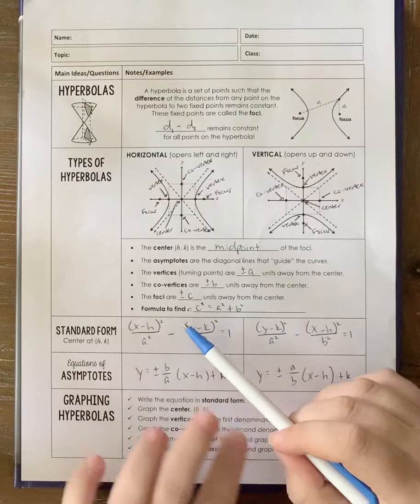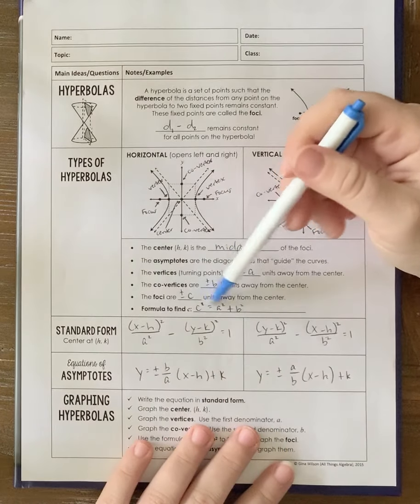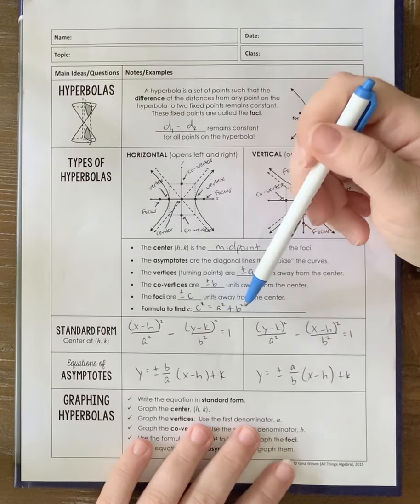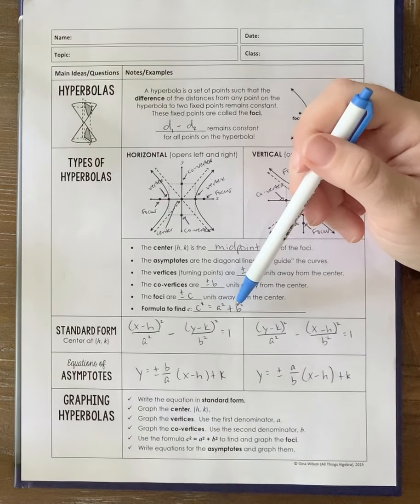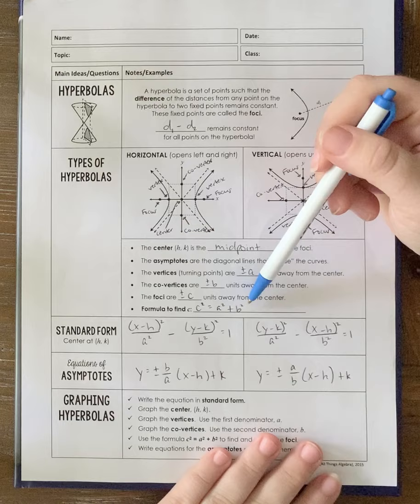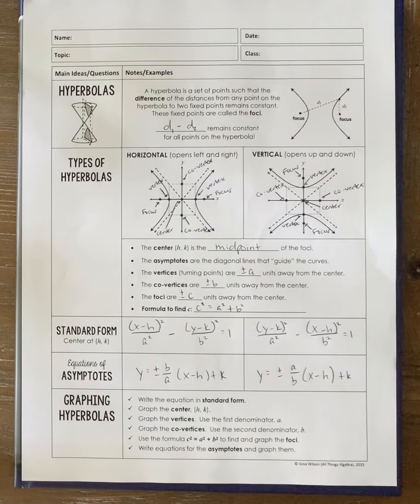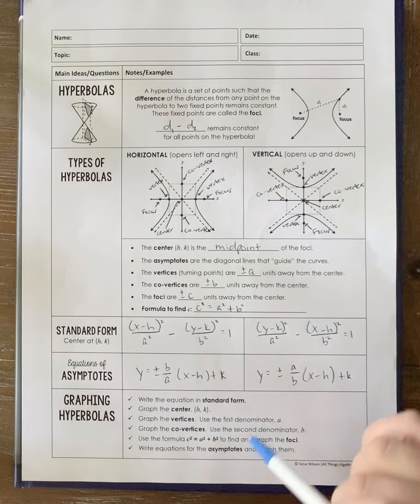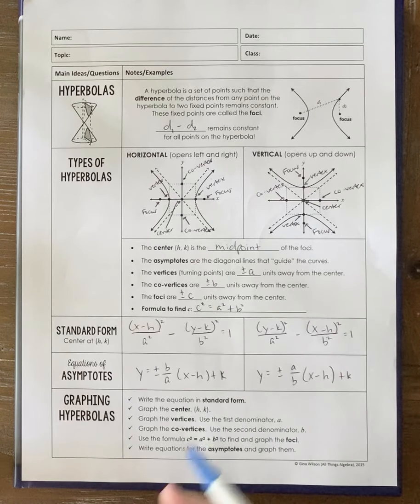Okay, the formula to find your c, this is different. This is actually the Pythagorean theorem. This is different than what we did on ellipses. This is a squared plus b squared, not a squared minus b squared. So make sure you don't get those confused with each other. Okay, other than that, the formulas to find the equations and everything are very similar.